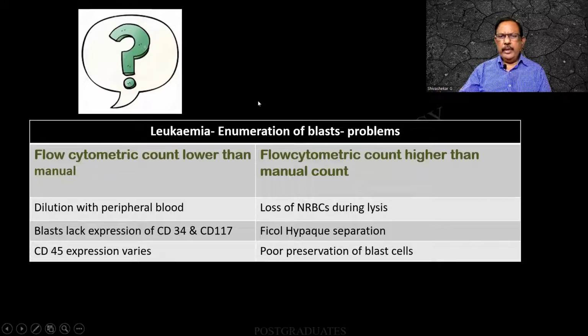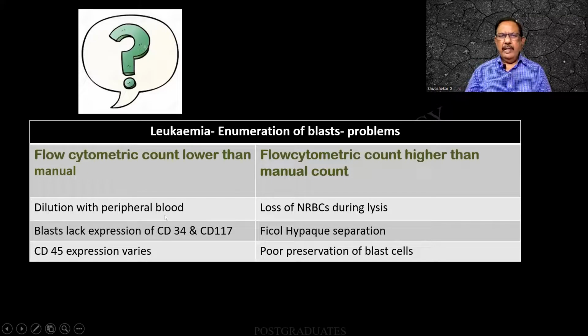In a flow cytometer also, it need not always be perfect. The count can be lower than the manual value, or it can be higher than the manual value. Why? Because there can be a dilution with the peripheral blood in a flow cytometer. Therefore, obviously, the count will be low.